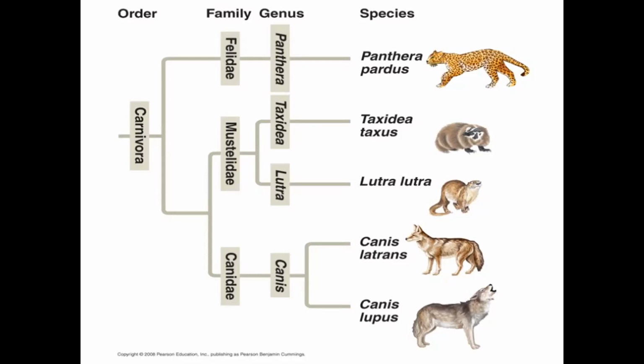What two species are the next closest related after the coyote and the wolf? The badger and the otter. Do they have the same order? Yes. Do they have the same family? Yes. I misspoke. Do they have the same genus? No, they don't. Okay, very good.